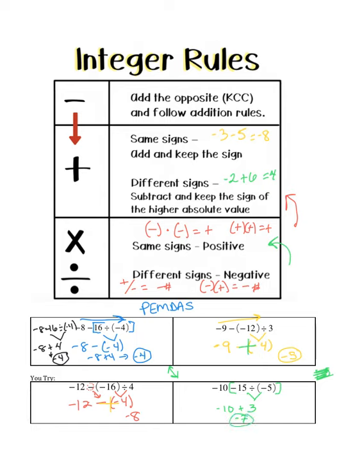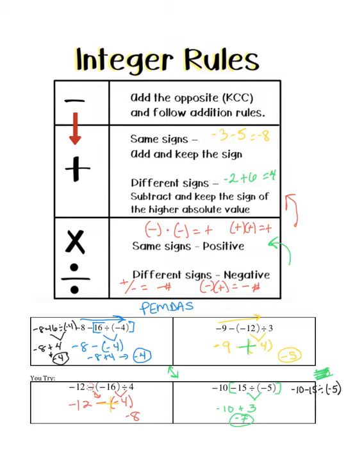Shall I try it the other way? Sure, Mrs. Gates. Okay, let's do it the other way. I'm going to rewrite the problem. Negative 10 minus 15 divided by parentheses negative 5. Okay? Remember, I showed you two different ways.